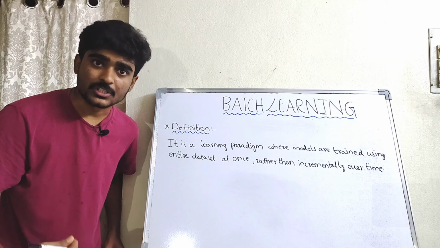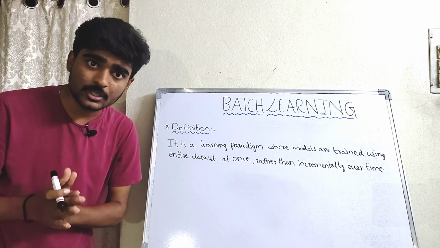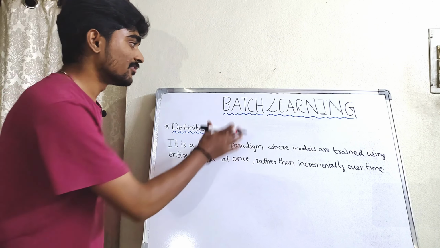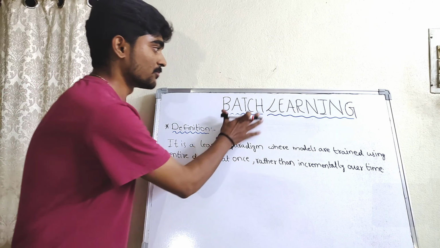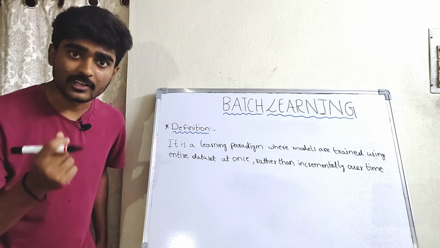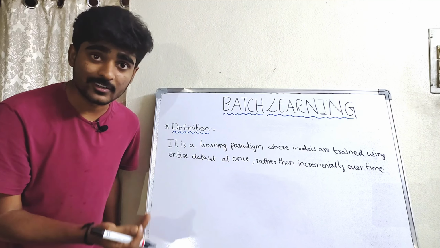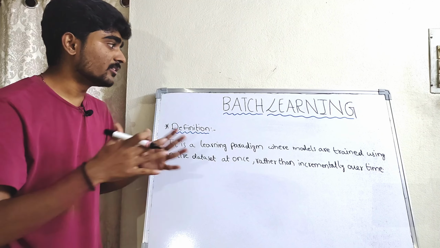At the time of production, we basically train a machine learning model in two ways. First is batch learning and second is online learning. This batch learning is also referred to as offline learning. In this video, we'll be discussing batch learning in detail.